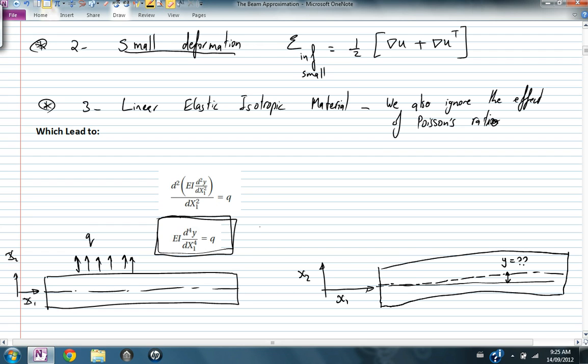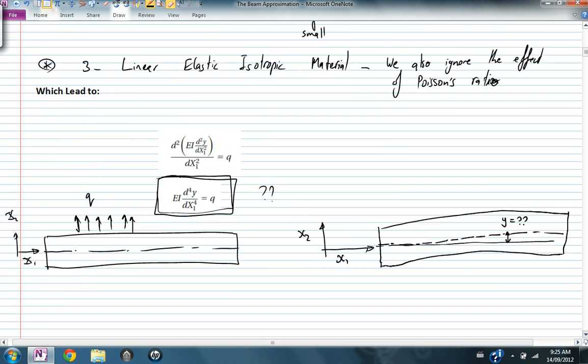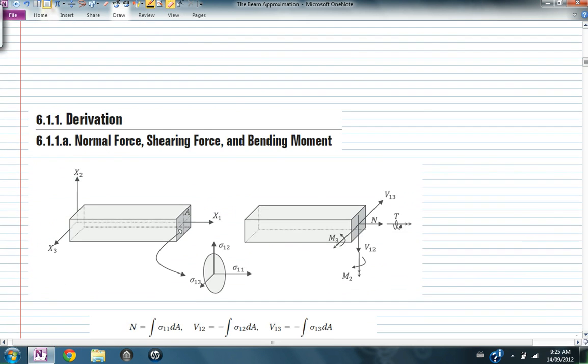Okay, so how do we come up with this equation using what we have studied so far in continuum mechanics? So let's start from the beginning. Derivation.